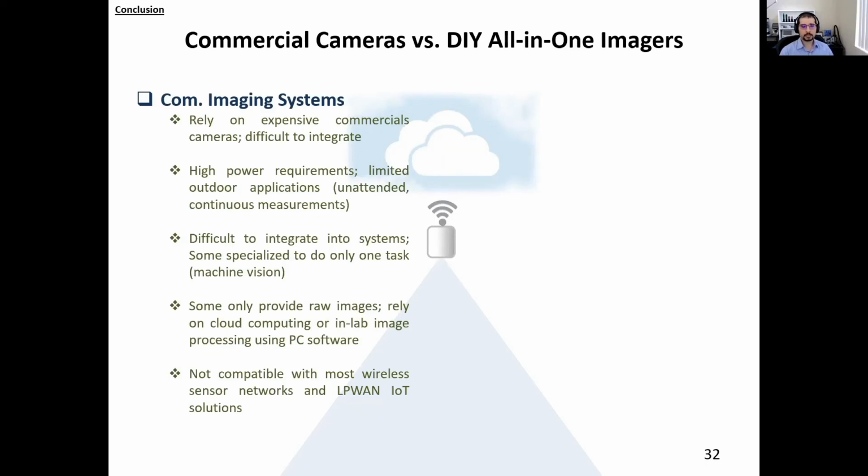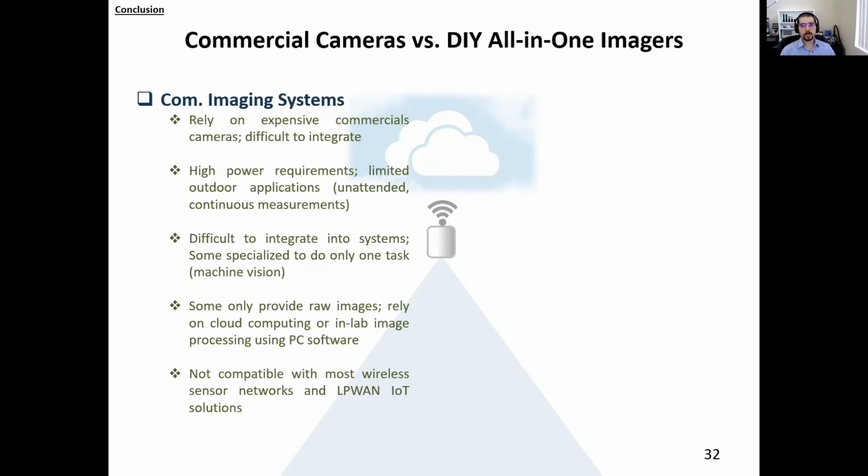Their applications outdoors are limited. They're delicate. They're expensive yet delicate, so you cannot just leave them in the field. Someone might just steal them. They're difficult to integrate into systems. Some of them are specialized to do only one task. Again, this is related to what I said about integration, because if they're designed to do just one thing, you may not be able to use them in a different application or in a different setting.